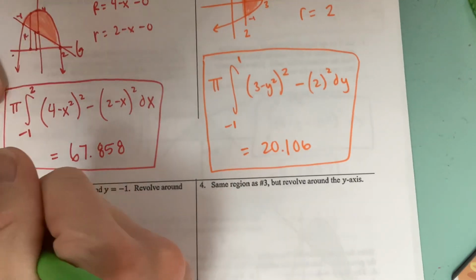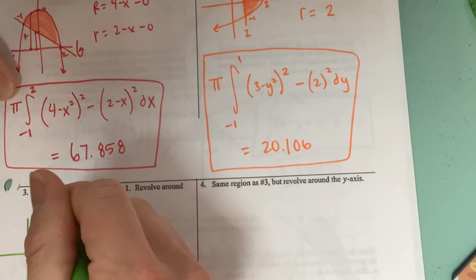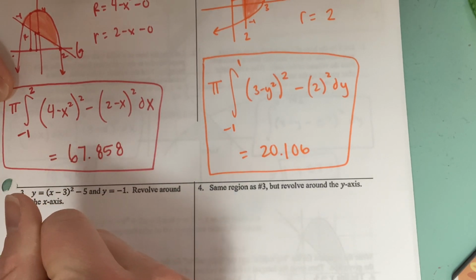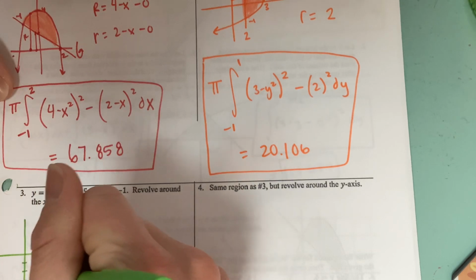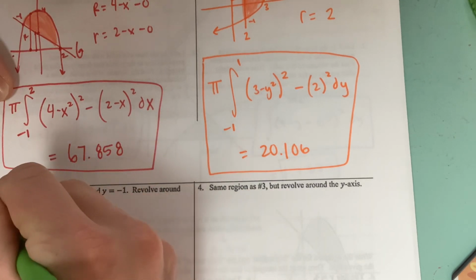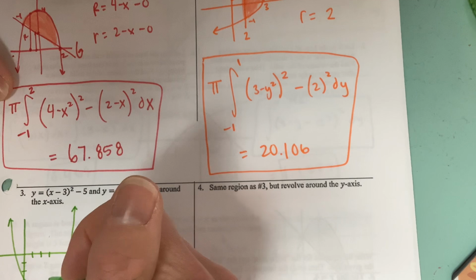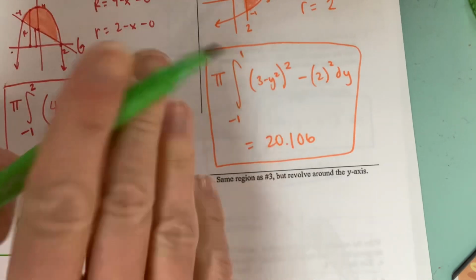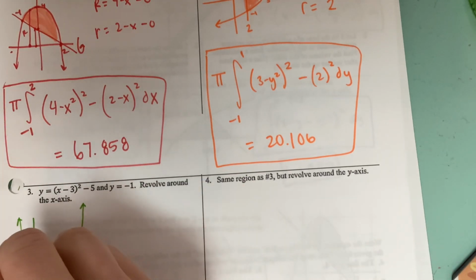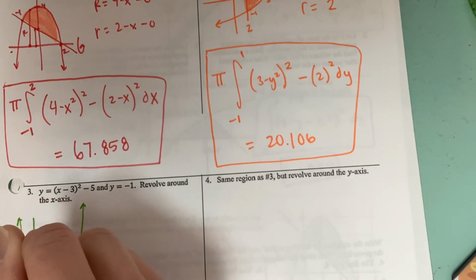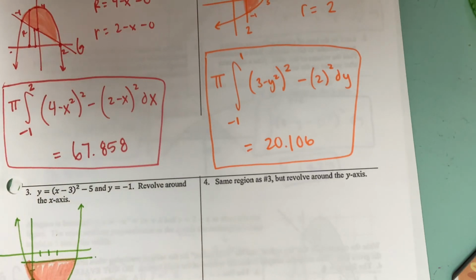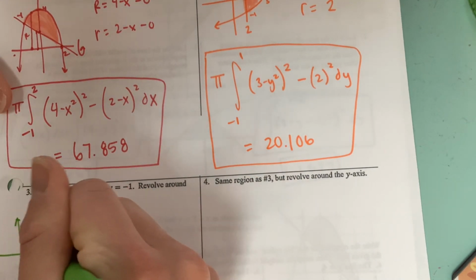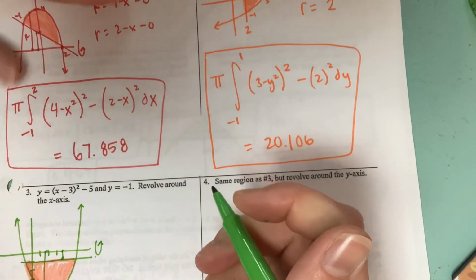Alrighty. This guy here is getting shifted right 3, 1, 2, 3, 4, 5, and down 5, and it's facing upward. And then y equals negative 1. So that's your bounded area here. And we're revolving this around the x-axis. So big R and little r.